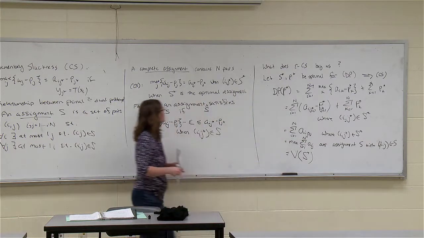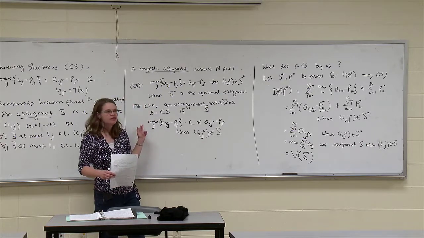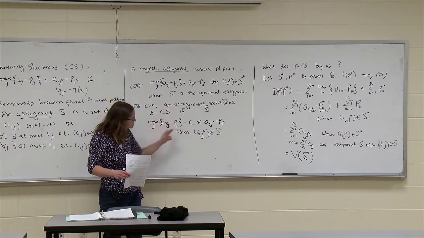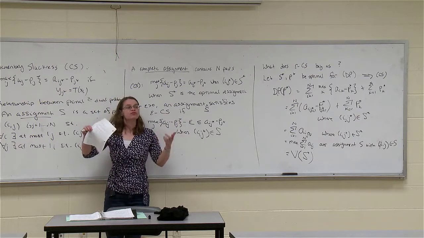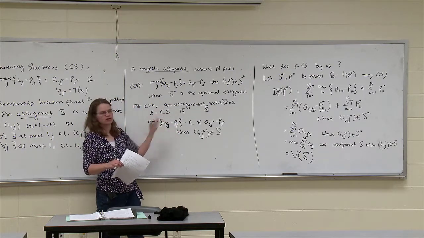Now we want to find out what's going to happen if we don't use the optimal assignment, but we use some other assignment that doesn't quite satisfy this complementary slackness, but comes close, and satisfies this sort of epsilon complementary slackness.